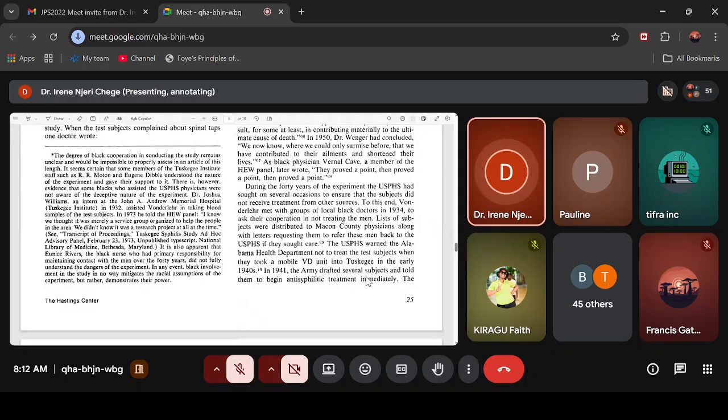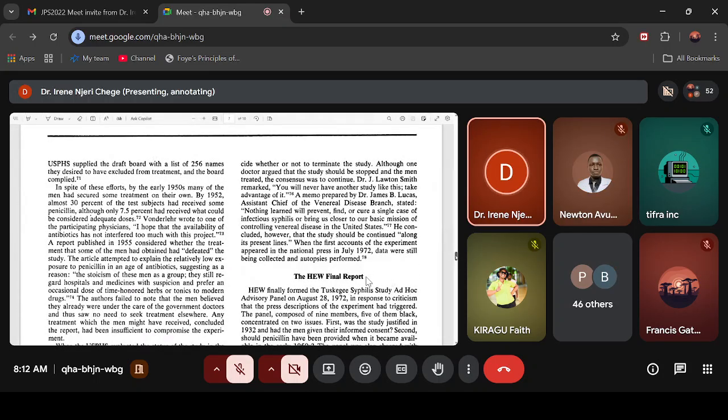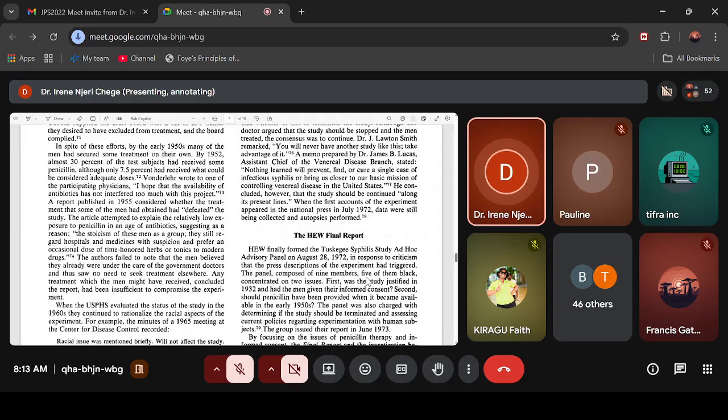So by 1941, there was treatment. When you join the Army, you are advised to treat this condition, okay? Because now they need you to go and fight in the war. But many of the men, despite these efforts, by late 1950, many of the men had secured some treatment of their own. So if you're lucky, maybe you meet your cousin who is in Eldoret and tells you, this disease can be treated. You come to this hospital in Eldoret, and maybe these doctors have not been reached, so you are able to be treated. I hope you can see the chain of events.